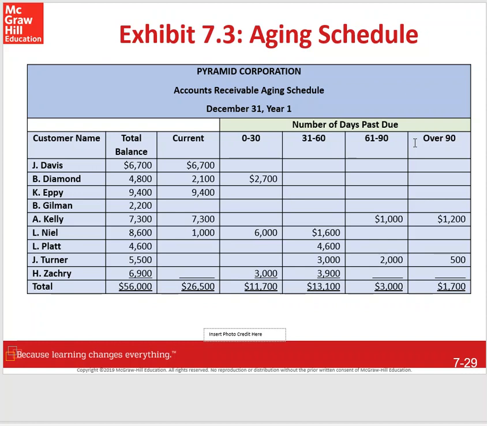I get some students that'll say, oh, well, I think it's more likely they'll pay because they've had more time to get the money together to pay you. That's really nice thinking, but maybe a bit naive.